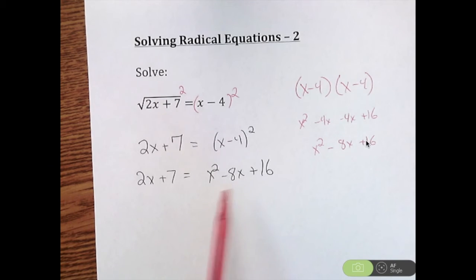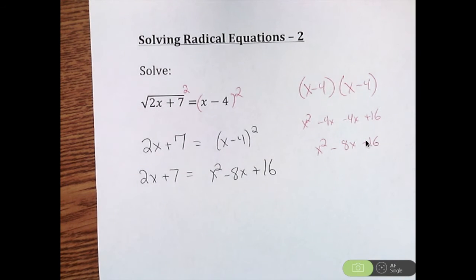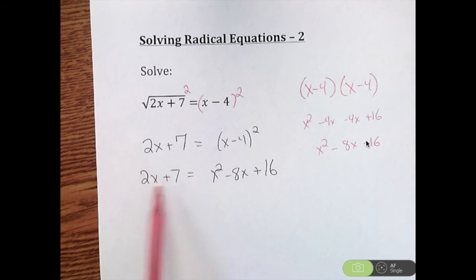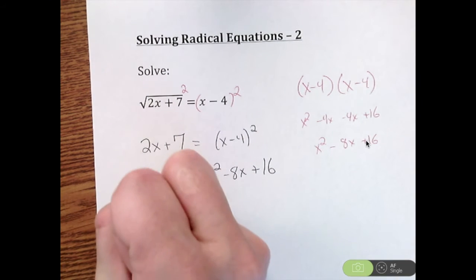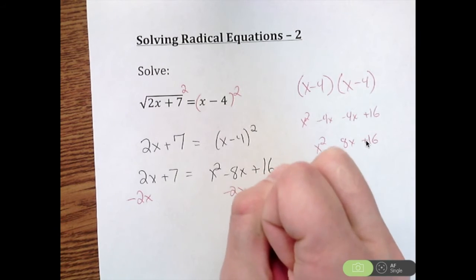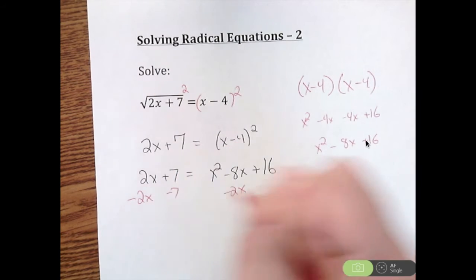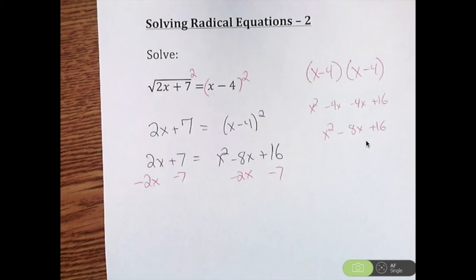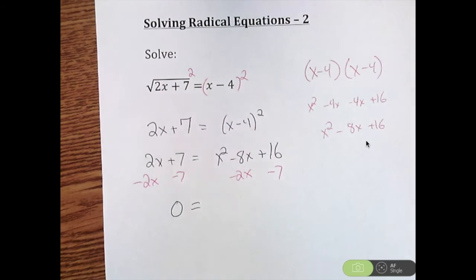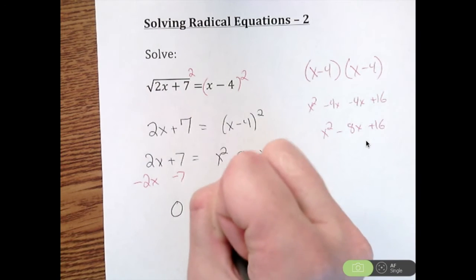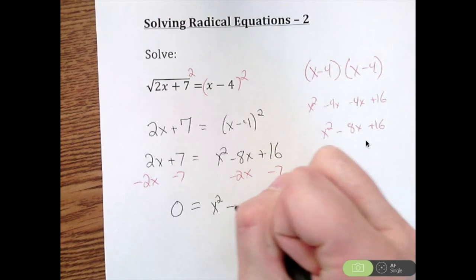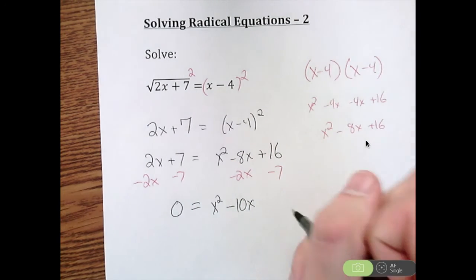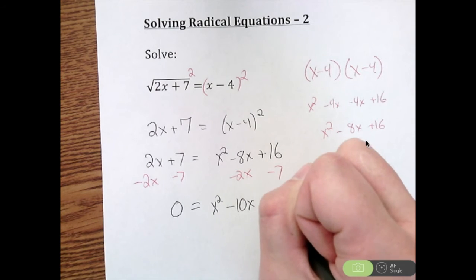To solve quadratics, we want to make sure it's set equal to 0 first. So I'm going to move everything on the left side over to the right side. If I want to do that, I'm going to subtract 2x from both sides, and I'm also going to subtract that 7 from both sides. What that gives me is a 0 on the left side, which is what I wanted. On the right side, I have x squared minus 10x plus 9.